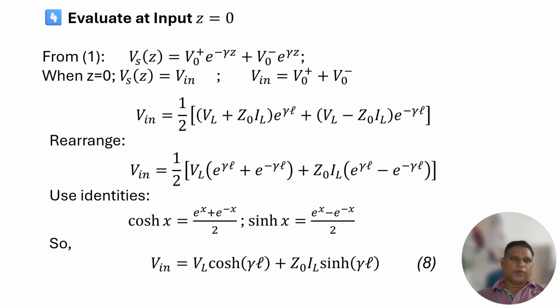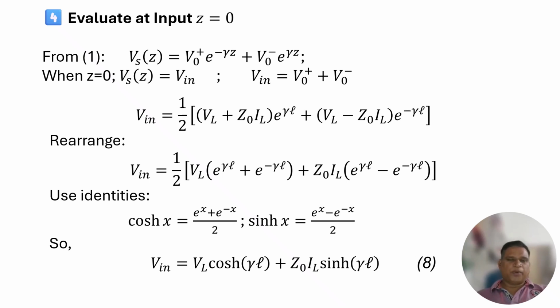Evaluating at the input, Z is equal to 0, from equation 1, we will say that when Z is equal to 0, Vs of Z is equal to Vin, that is, Vin is equal to V naught plus plus V naught minus, since Z is equal to 0. Similarly, the values of V naught plus and V naught minus will be substituted here. By rearranging the terms, we will get Vin is equal to this expression.